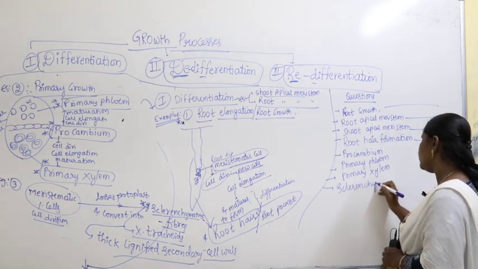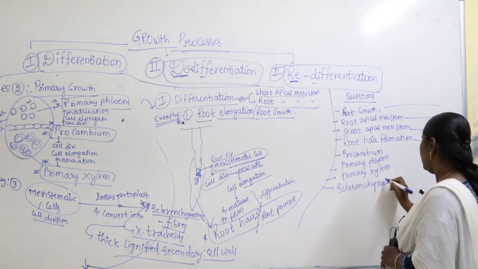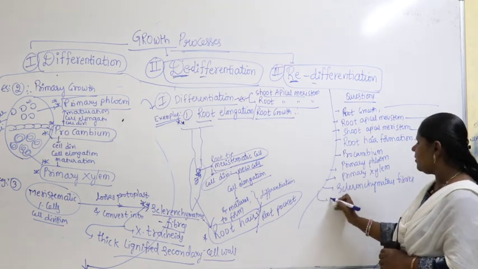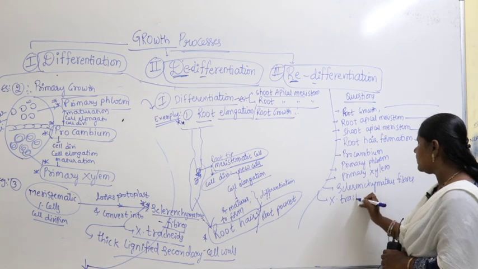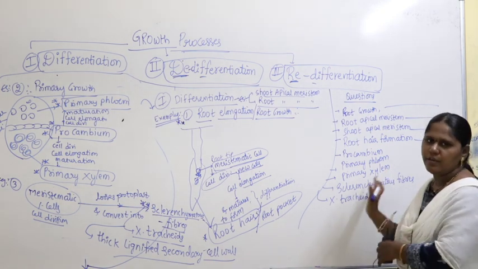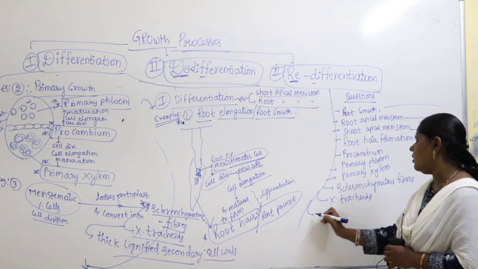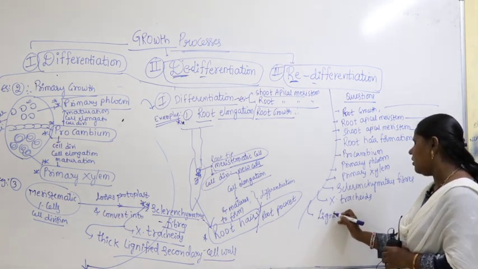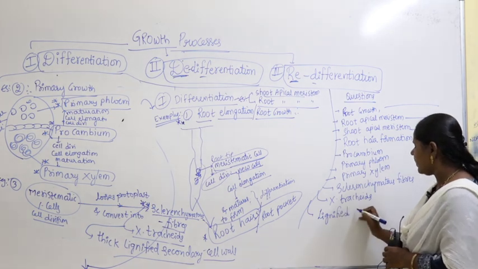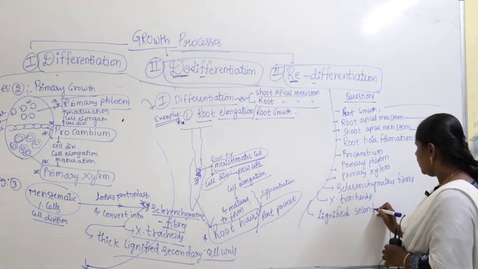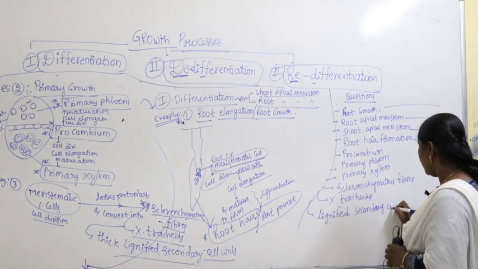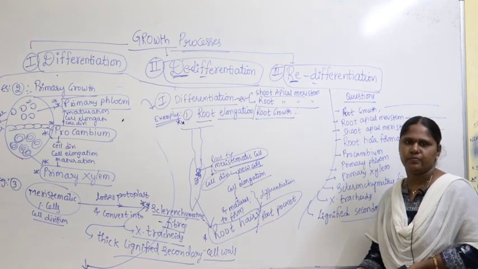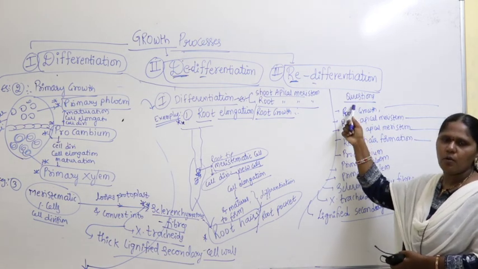Apart from this, formation of sclerenchymatous fibers occurs by, that is a question, or formation of xylem tracheids occurs by differentiation, or formation of a lignified secondary cell wall occurs by differentiation. These are all nothing but questions.